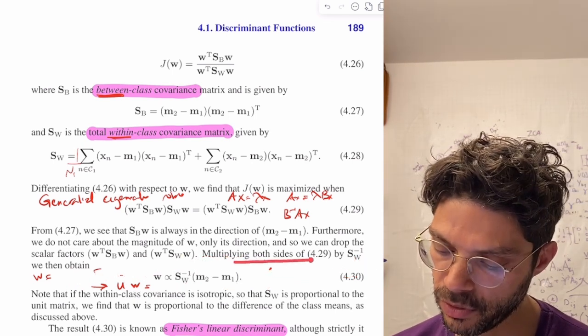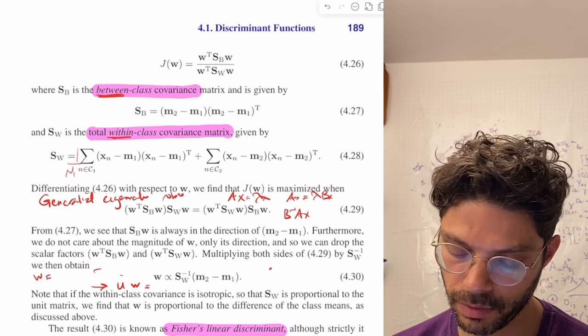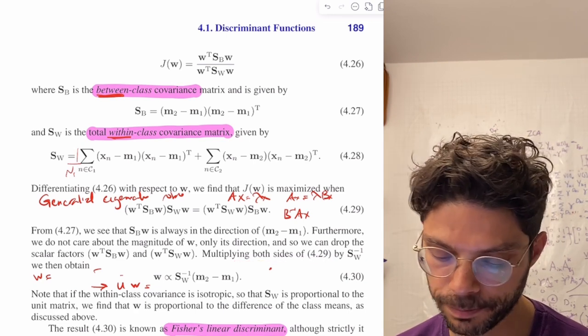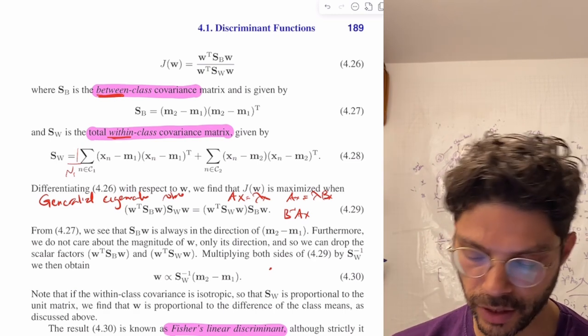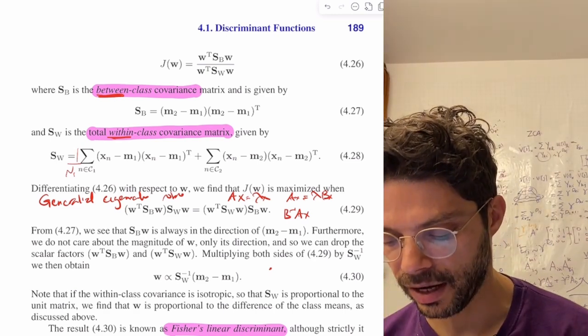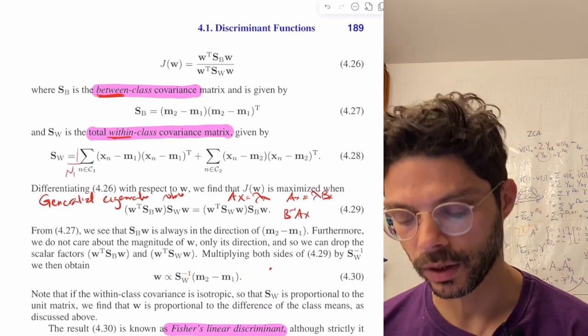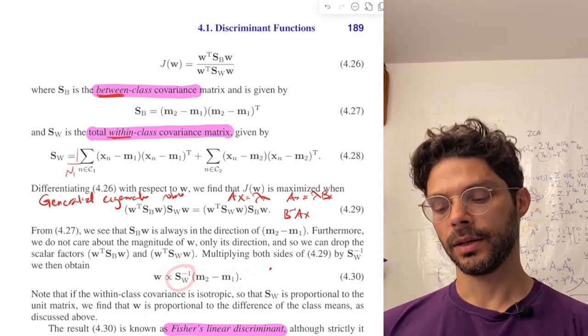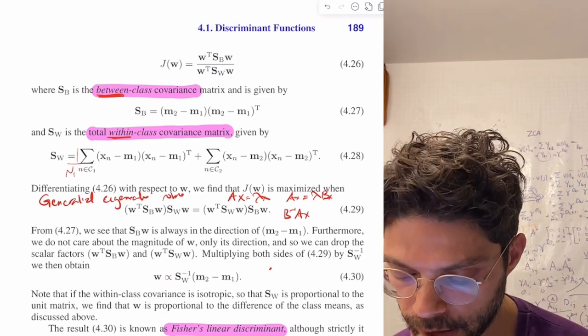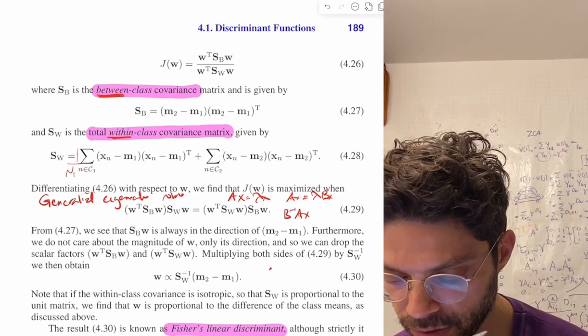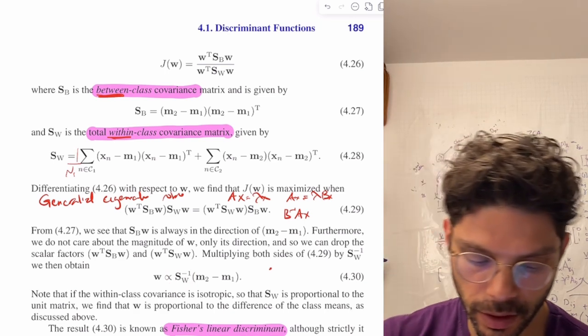Multiplying both sides of 4.29 by S_W inverse, we then obtain this expression. And the cool thing about the expression is that, again, we've got the difference in the means showing up, but now it's being adjusted by the within class covariance.